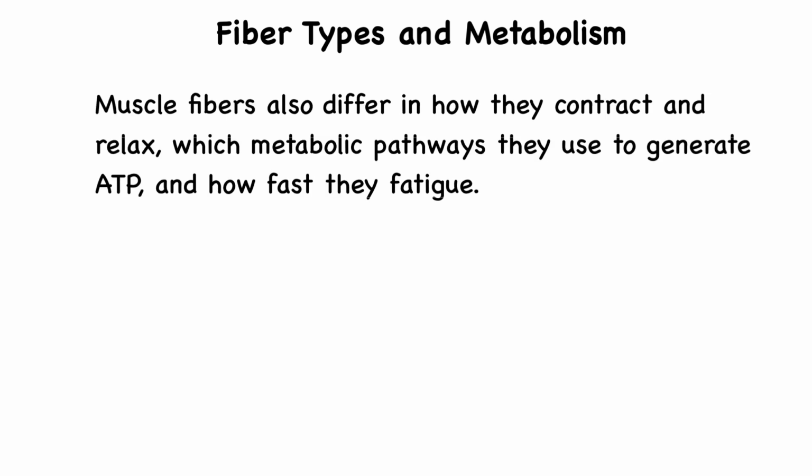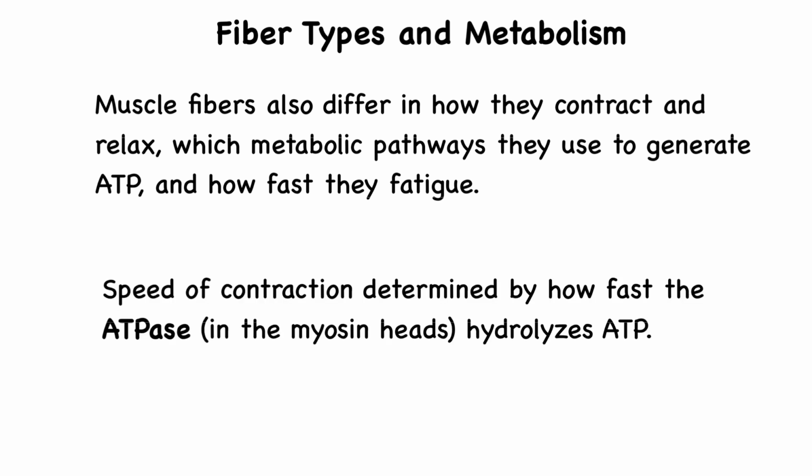Muscle fibers also differ in how quickly they contract and relax, which metabolic pathways they use to generate ATP, and how fast they fatigue. The speed of contraction is largely determined by how fast the ATPase in the myosin heads hydrolyzes ATP. Based on these structural and functional characteristics, skeletal muscle fibers are classified into three main types.